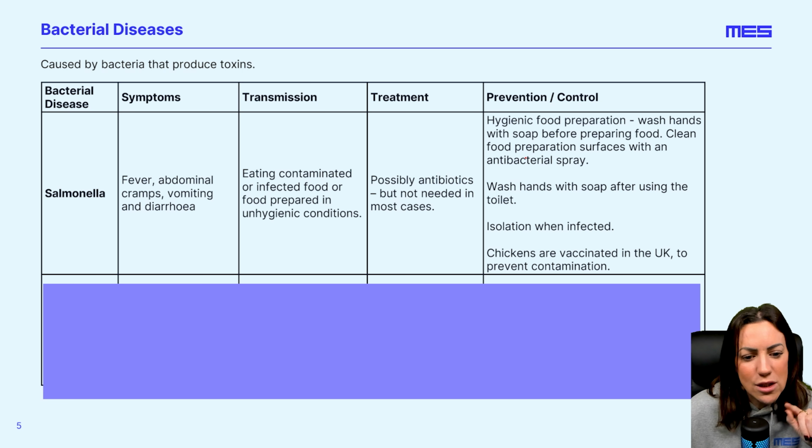Prevention and control. Now, this comes up a lot on the exam. So obviously hygienic food preparation. You can give examples like wash your hands with soap before preparing the food and after preparing the food.